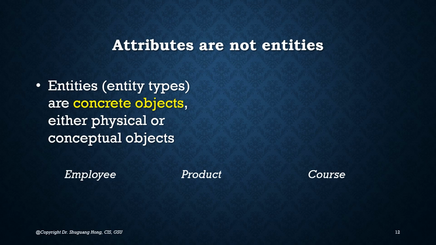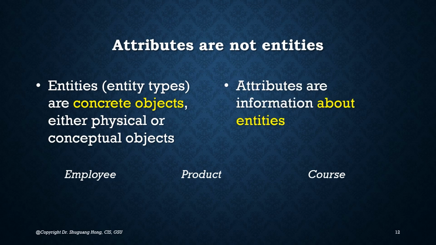Attributes are not entities. This is to remind you that attributes should not be modeled as entities, because those two concepts are different. Entities, or entity types, are concrete objects, either physical or conceptual objects. That is, entities are independent and can exist on their own. Attributes are information about entities. That is, an attribute is only a piece of information about an entity, and it would be meaningless without being attached to the entity it describes.